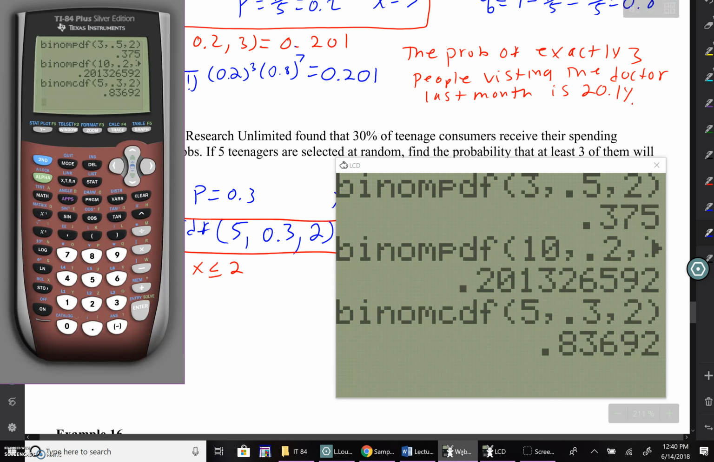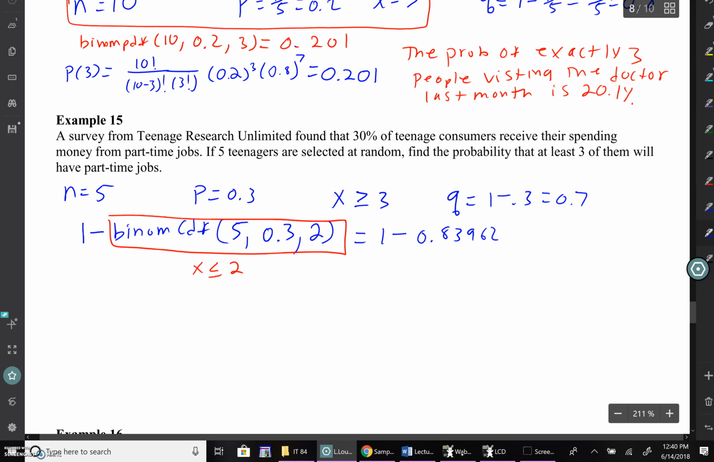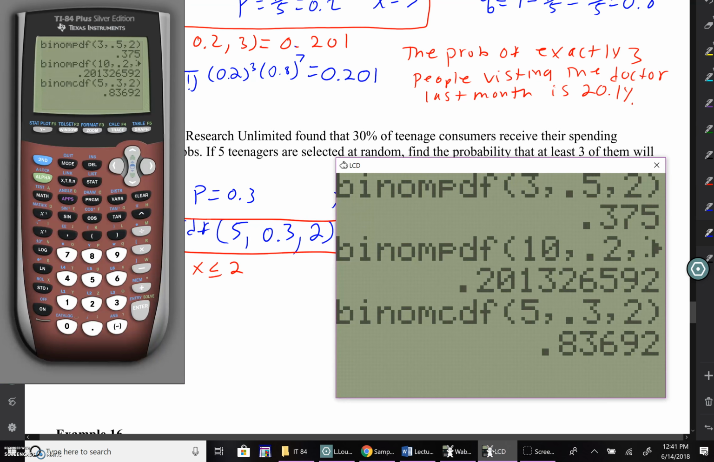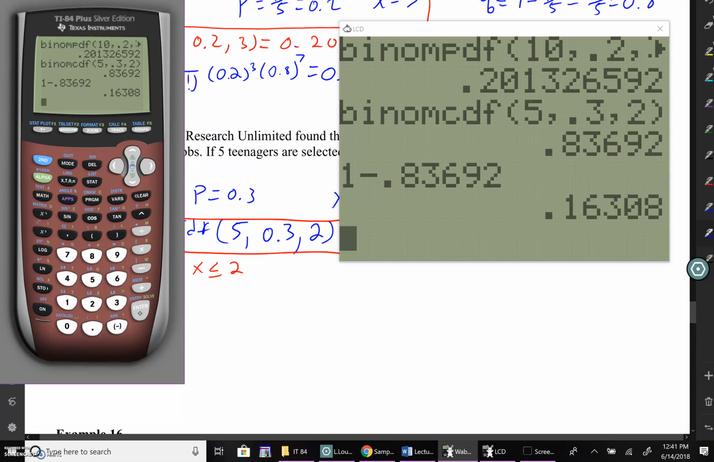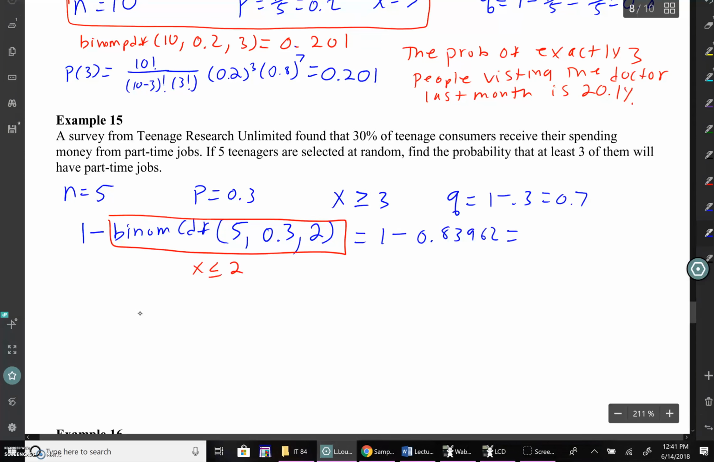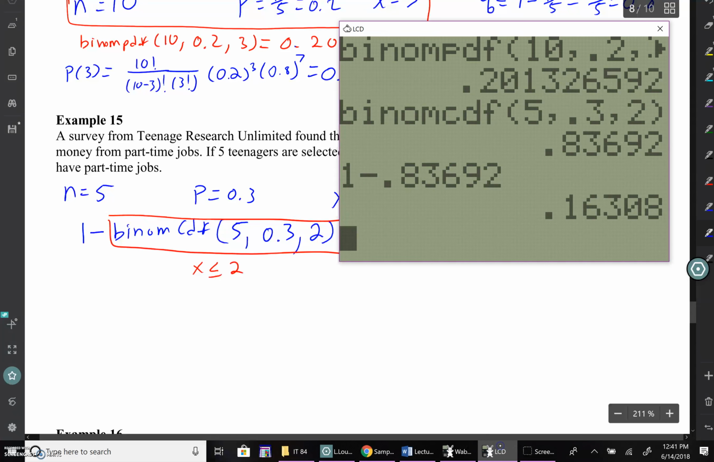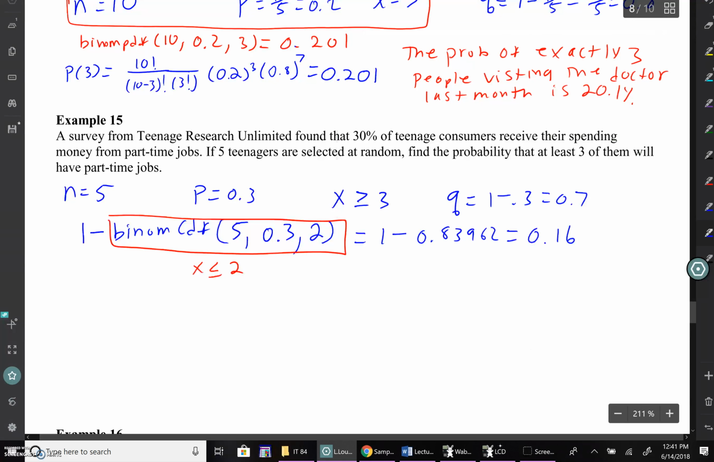I'll just take them all. You can definitely do that as well. I'm just showing it out with the 1 there. So then if I subtract that from 1, did I get the right number? Yeah. All right. So 1 minus my 0.83692 tells me that the probability I'm interested in is 0.16308.